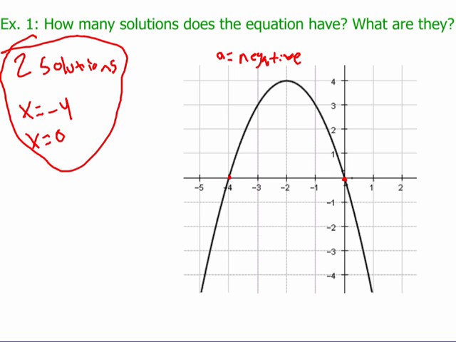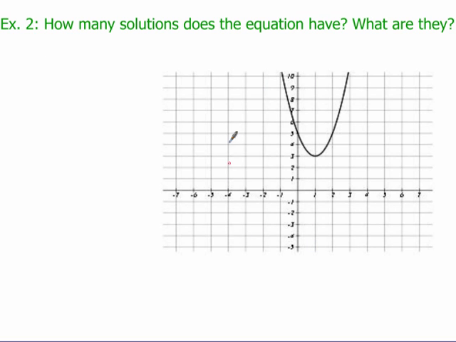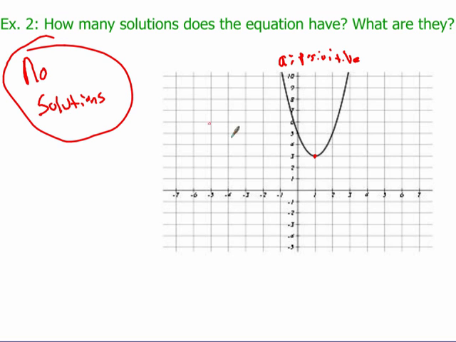All right, let's take a look at example 2. Example 2 says, how many solutions does this equation have, and what are they? Well, you can notice this one has a minimum. This is a positive a. This opens upwards because a is positive. And its minimum right here is at 1, 3. So it's never going to cross the x-axis. Because of that, it has no solutions. Because it doesn't cross the x-axis, it can't have any solutions, so we just say no solutions.